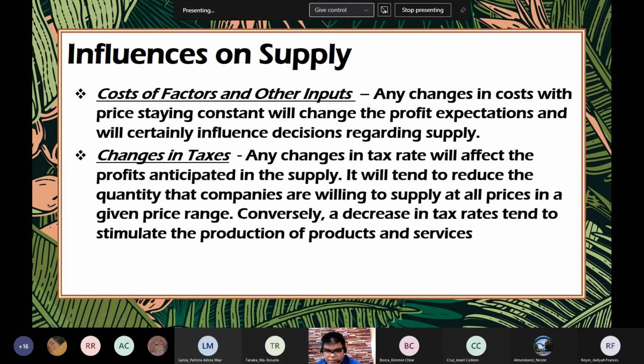Number 2, changes in taxes. Mahaba lang to konti. Changes in taxes. Any changes in tax rate will affect the profits anticipated in the supply. It will tend to reduce the quantity that companies are willing to supply at all prices in a given price range. Conversely, a decrease in tax rates tend to stimulate the production of products and services. Okay.